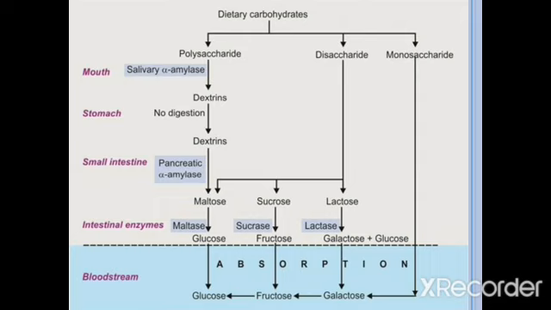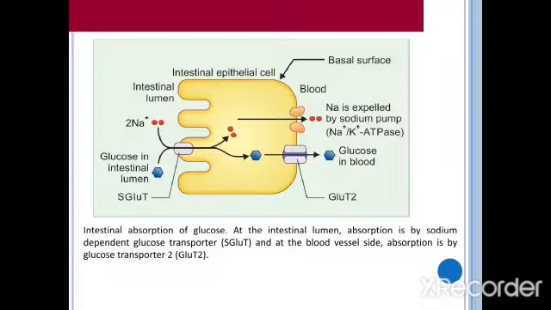The disorder associated with digestion of carbohydrate is lactose intolerance. Lactose intolerance is due to the deficiency of enzyme lactase. Since the enzyme lactase is deficient, lactose gets accumulated in the gut. That will lead to irritant diarrhea and flatulence.